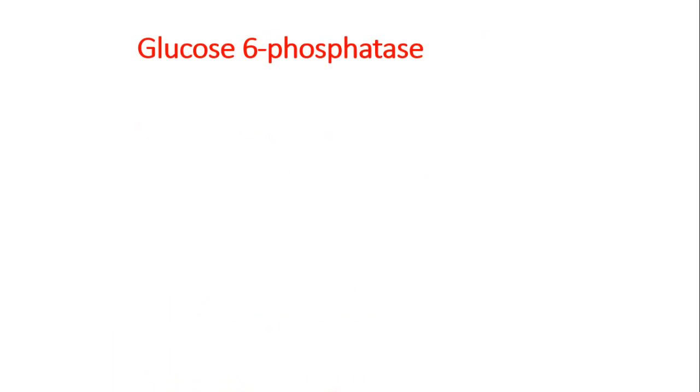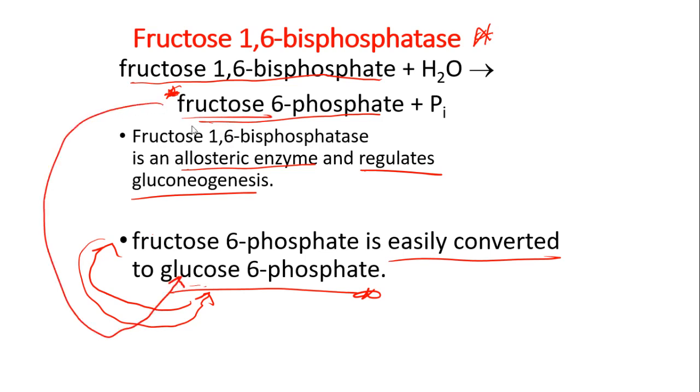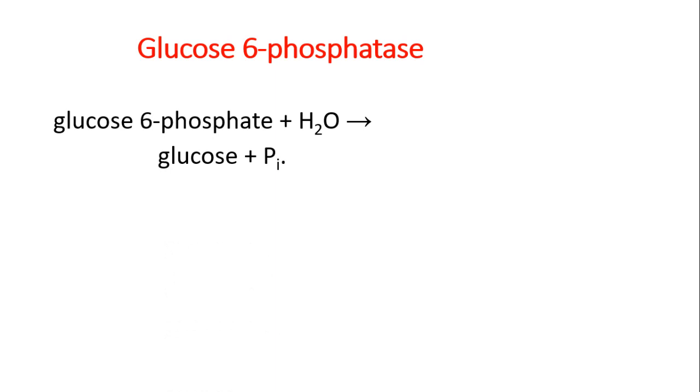The next enzyme is glucose 6 phosphatase. So glucose 6 phosphatase will now work on this one. First, fructose 1,6 bisphosphatase helps in the conversion of fructose 1,6 bisphosphate to fructose 6 phosphate, and this fructose 6 phosphate will easily be converted to glucose 6 phosphate by isomerization. Then glucose 6 phosphatase will act on glucose 6 phosphate to produce what?